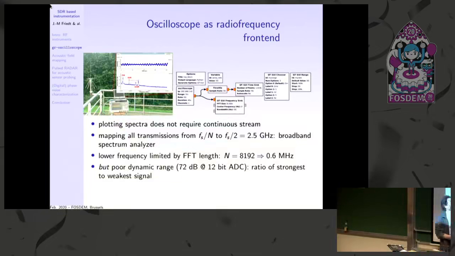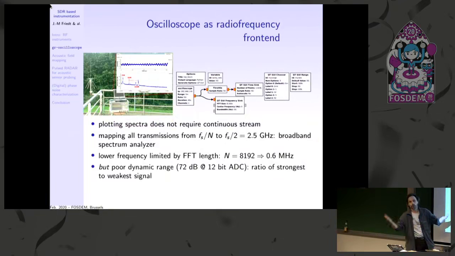So for example, if you have a 2.5 GHz sample per second oscilloscope and you have an 8,000 point Fourier transform, then you start at 600 kilohertz. So that's the kind of application that's easily applicable.